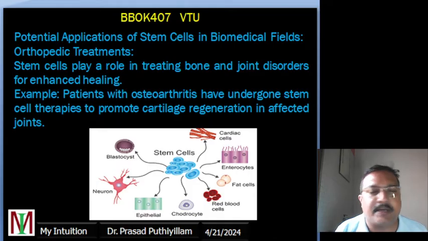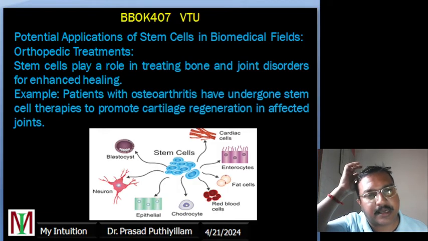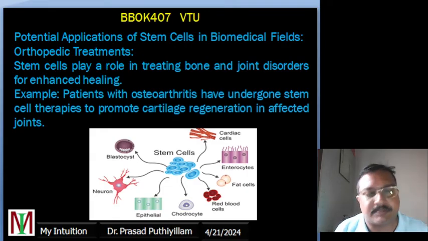Then orthopedic treatments. Orthopedic treatments, like the bones, the cartilage, the tissue, connective tissues. After becoming a little aged, bones have their own wear and tear over time. Even the cartilage and connecting tissues wear and tear. Joint pain comes because of the wear and tear, which leads to a condition called osteoarthritis.